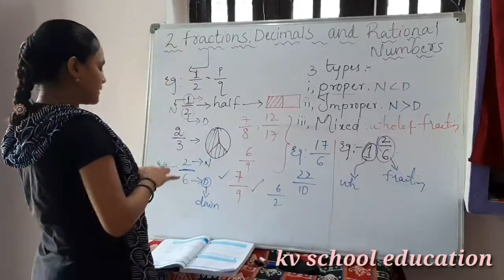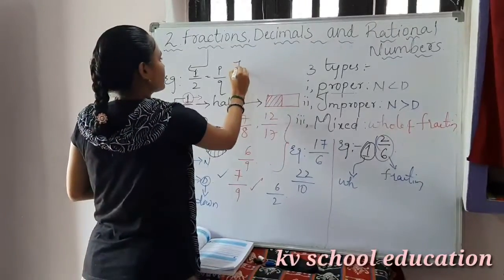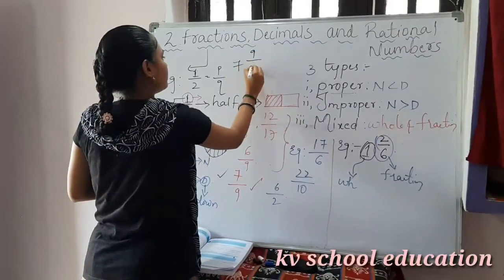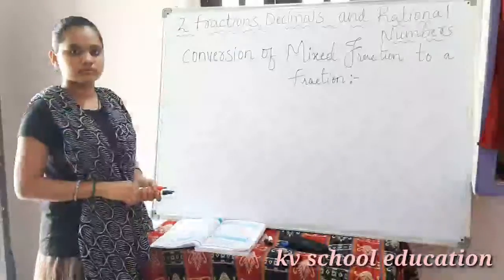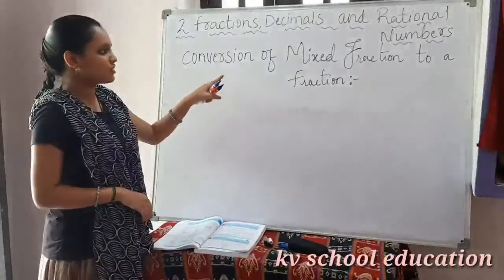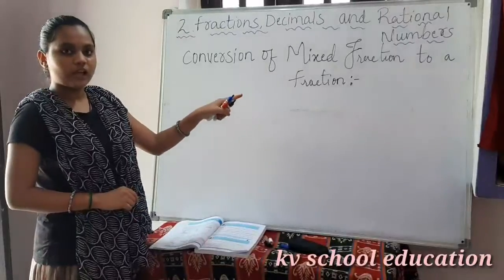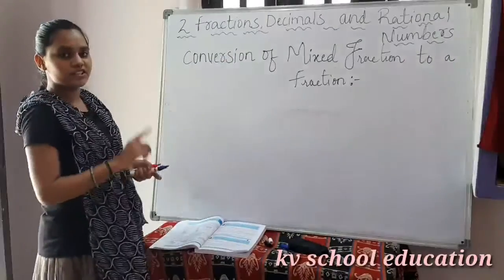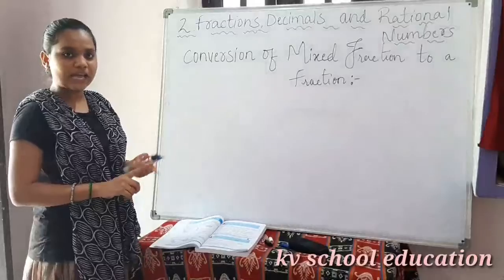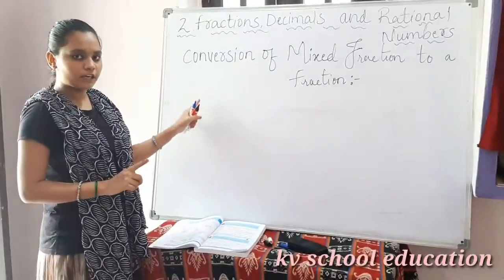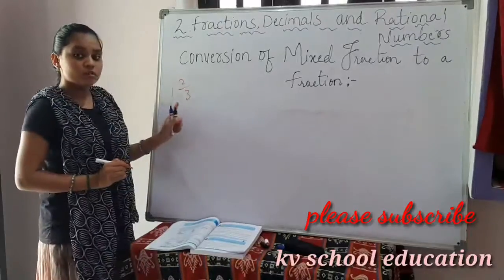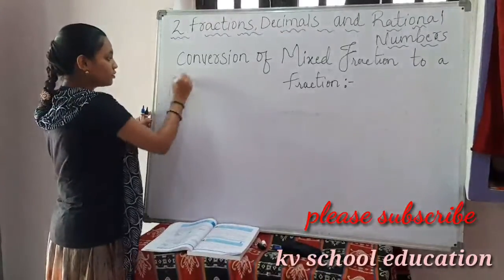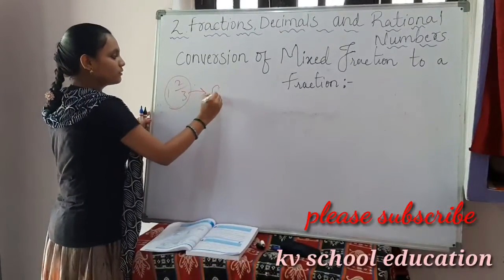We will take one more example: 7 9 by 10. This is also a mixed fraction. So now the next topic is conversion of a mixed fraction to a fraction. In the beginning I said a mixed fraction is a combination of a whole number as well as a fraction. For example, 1 2 by 3. It is a mixed fraction. So how do we convert a mixed fraction into a simple fraction?